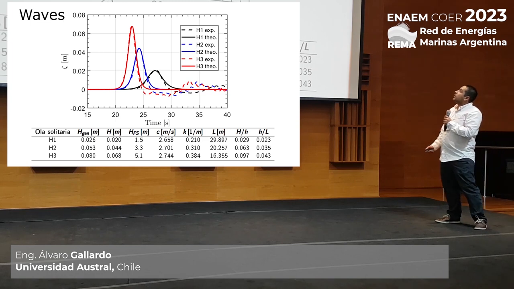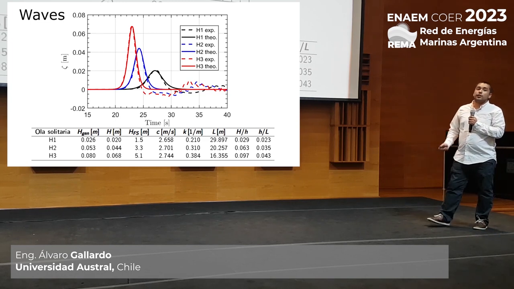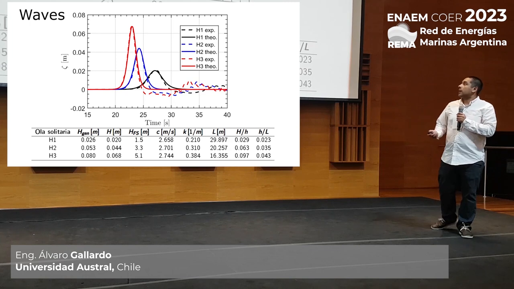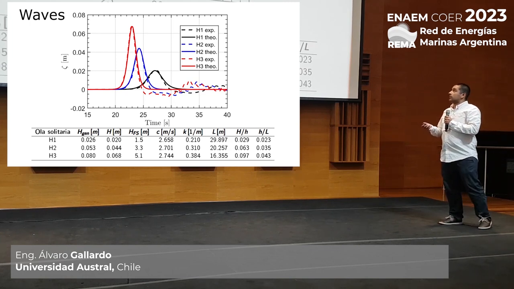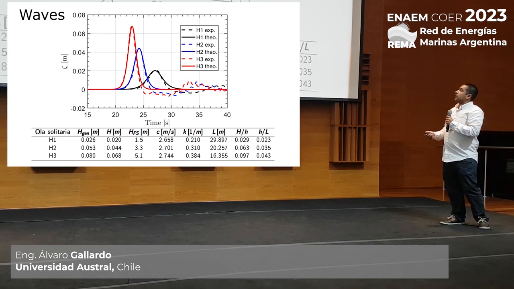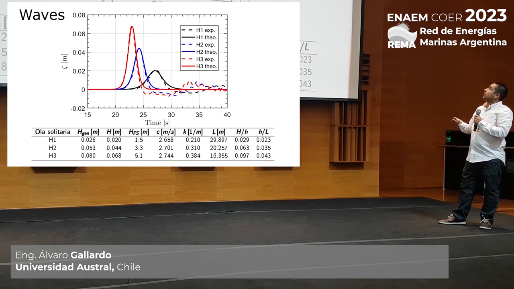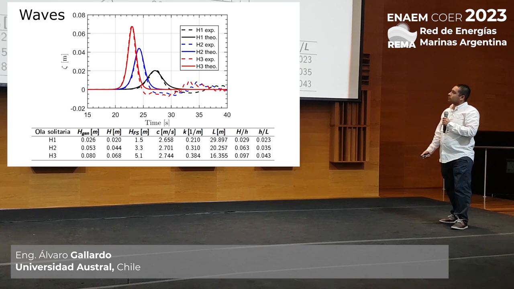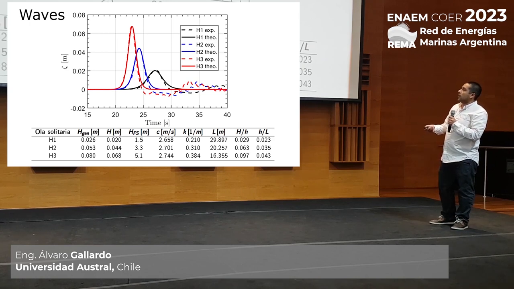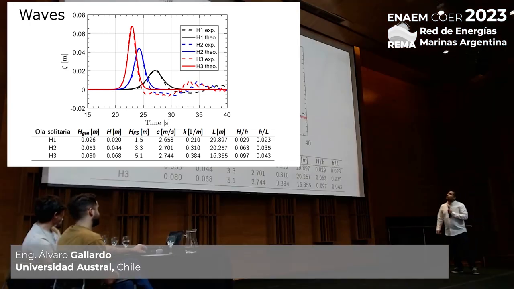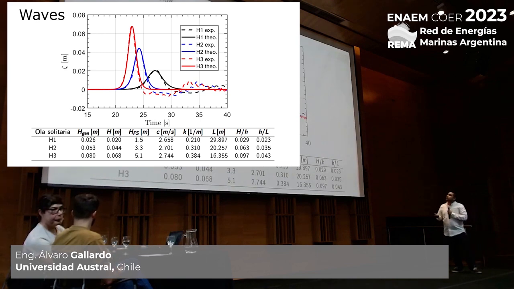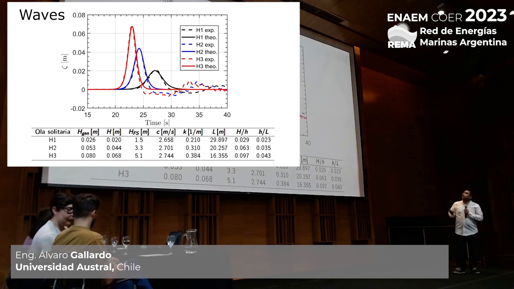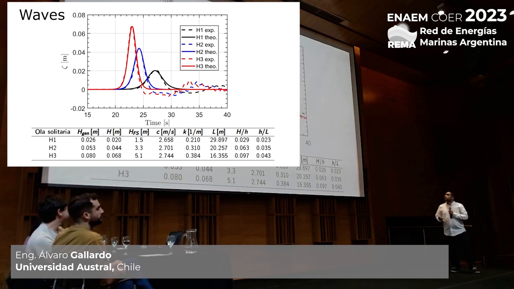So it was considered three solitary waves of different heights, such that H1 is the lowest, the smallest wave, and H3 the highest one, achieving a maximum height of 5.1 meters. And the experimental wave has a good agreement with the theoretical definition of this wave.